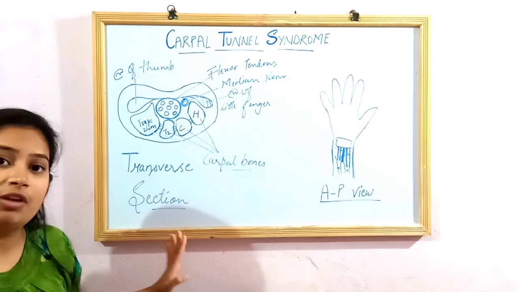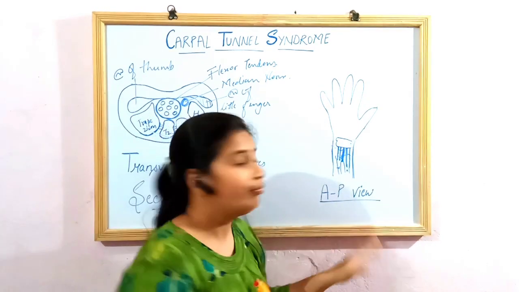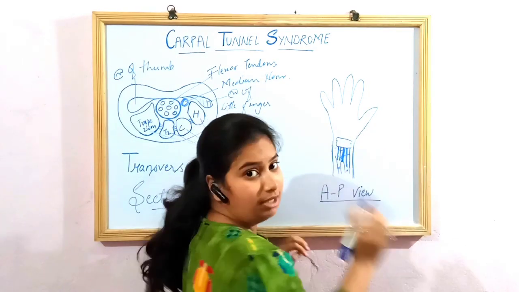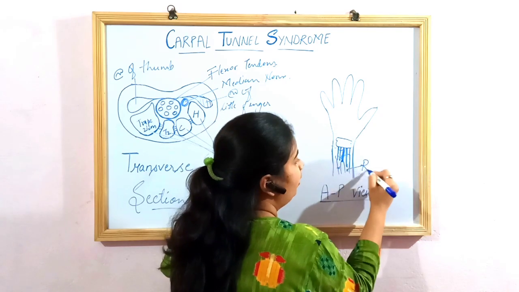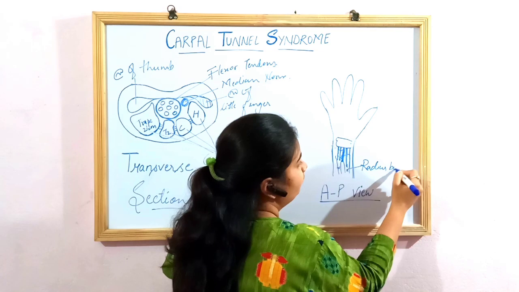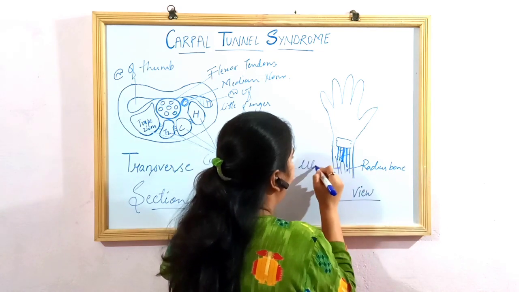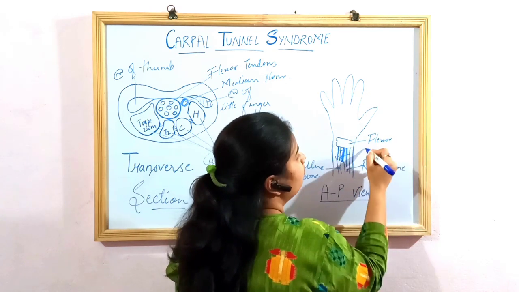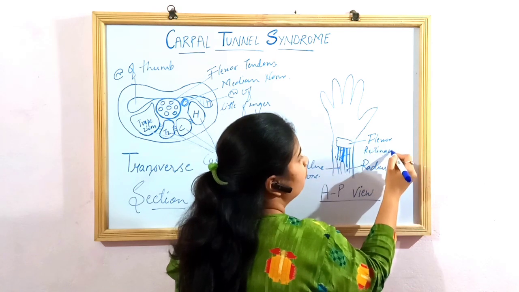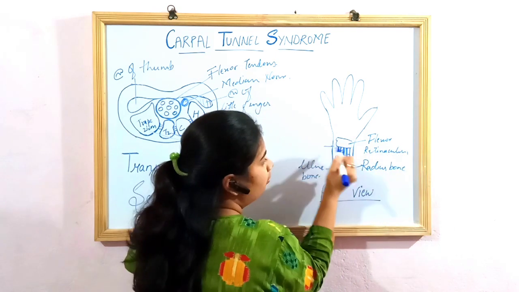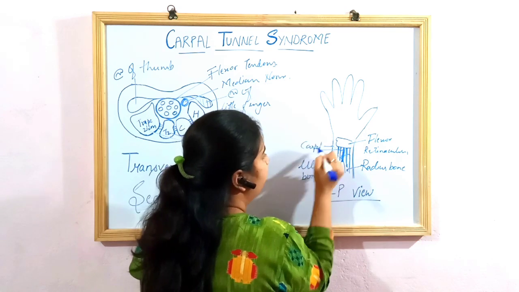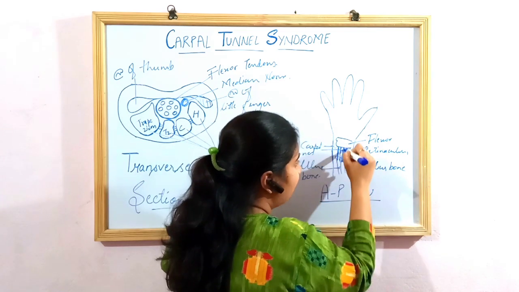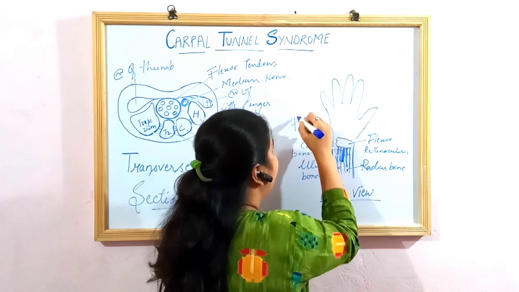So this is the case of the wrist, and now moving on towards the AP view. This is your hand part. This is your radius bone, which is always towards the thumb. Remember, this is your ulna bone. This is your flexor retinaculum. These are your carpal bones. Below this is the flexor retinaculum. These are the various flexor tendons which are passing under the flexor retinaculum.